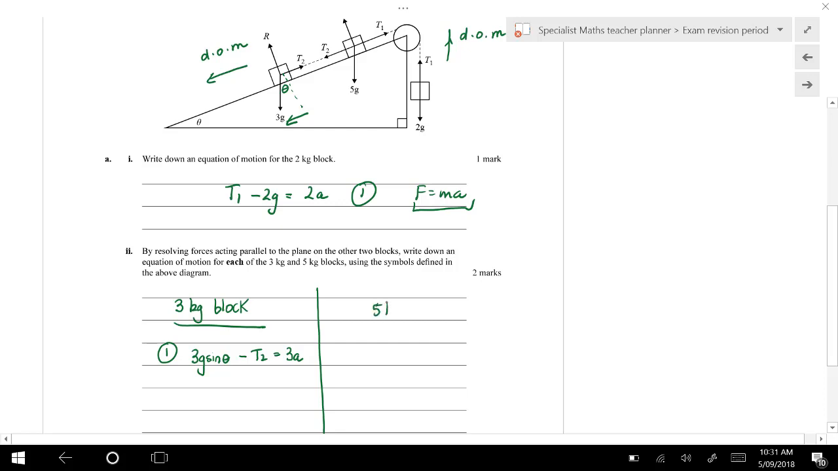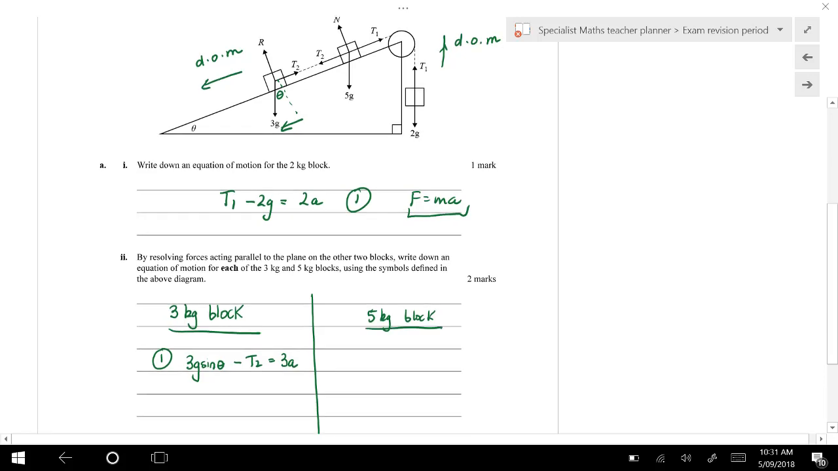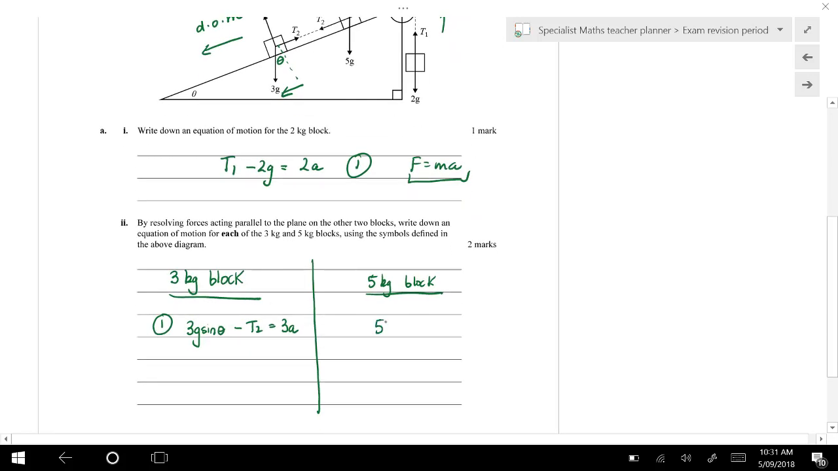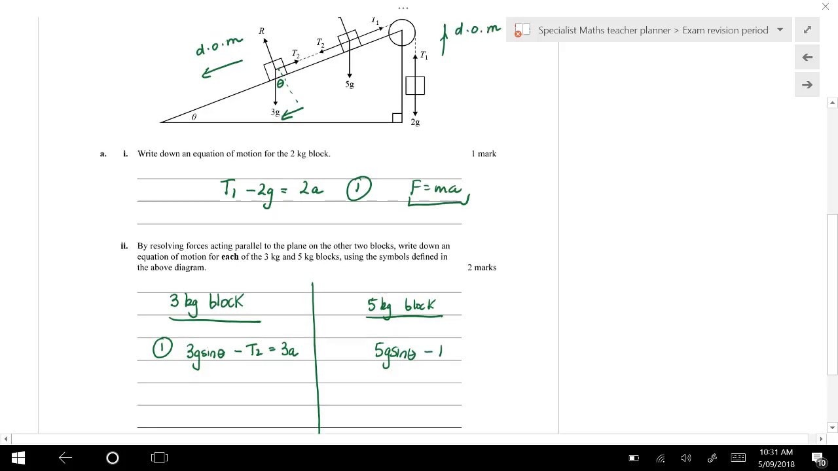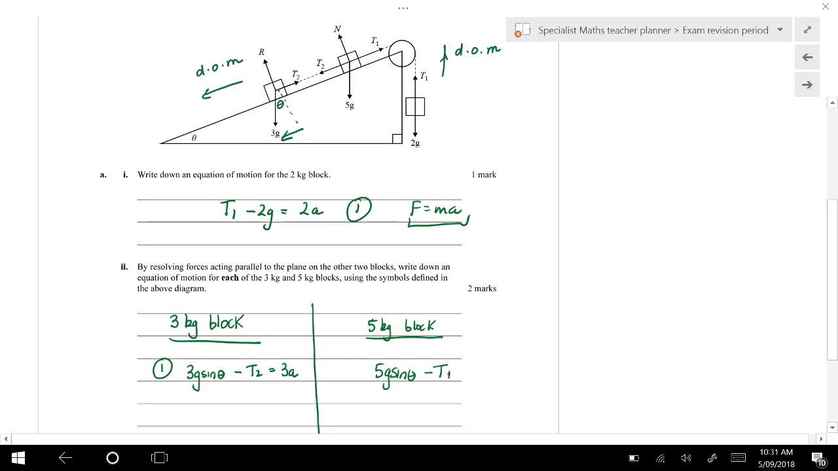And for the 5 kilogram block, we also have the same thing. The weight force is going in the same direction as our direction of motion. 5g sine theta minus T1 is equal to 5a. And I'm going to call that equation 2 because I might need that for later.